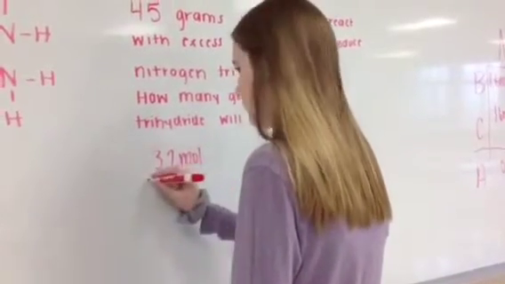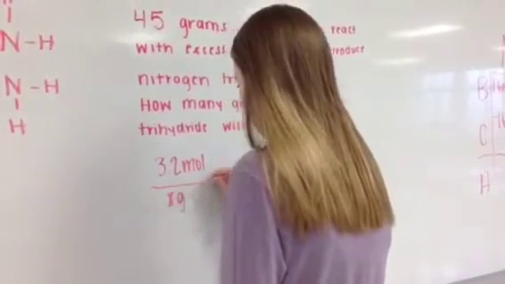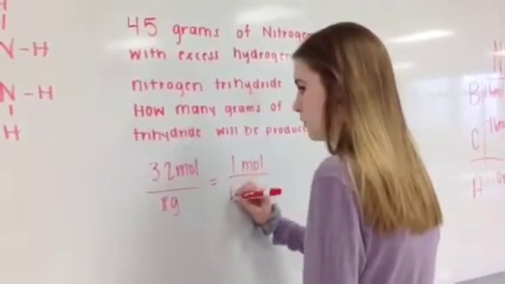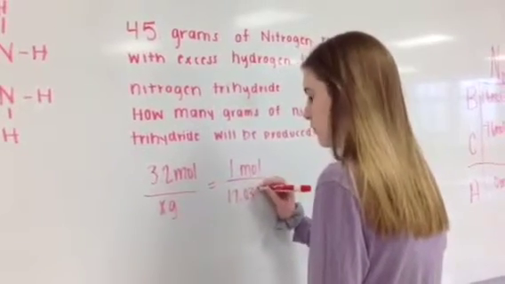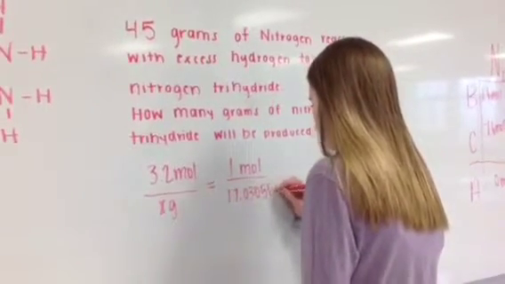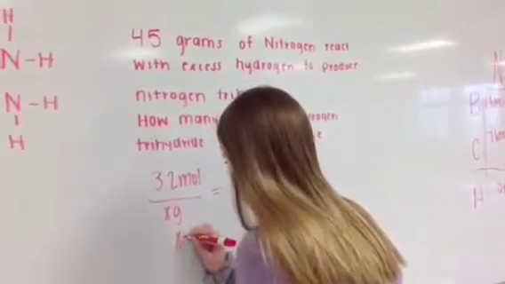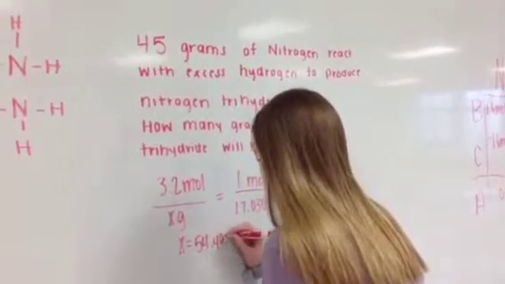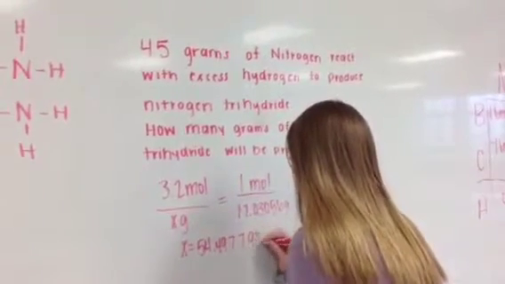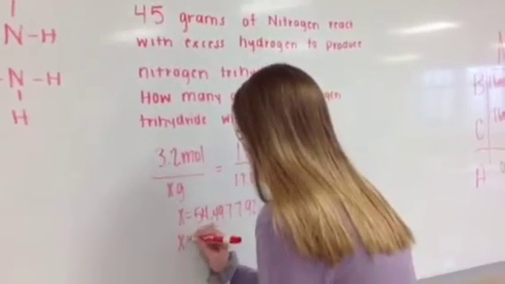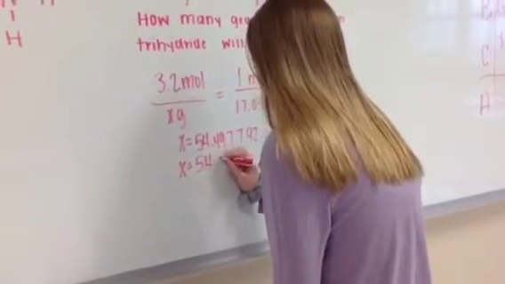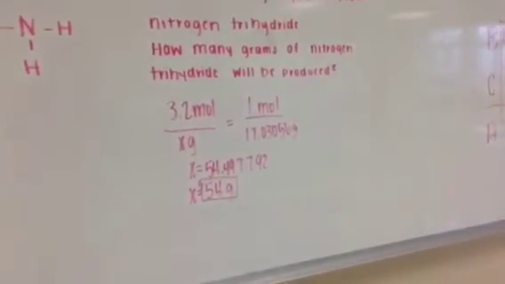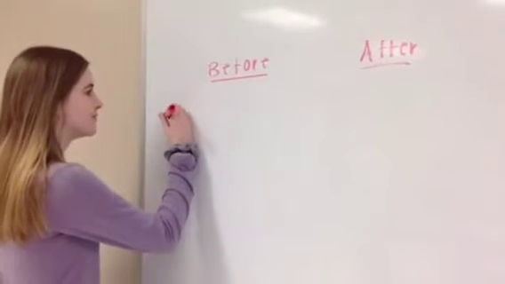Now we'll move on to finding the number of grams of nitrogen trihydride. By doing this, we will have to set up a proportion of 3.2 moles over X grams equaling 1 mole over 17.03056 grams, which is the molar mass of NH3. Then we'll cross multiply to get 54.497792 grams. And then with sig figs, we'll have 54 grams of nitrogen trihydride that will be produced.